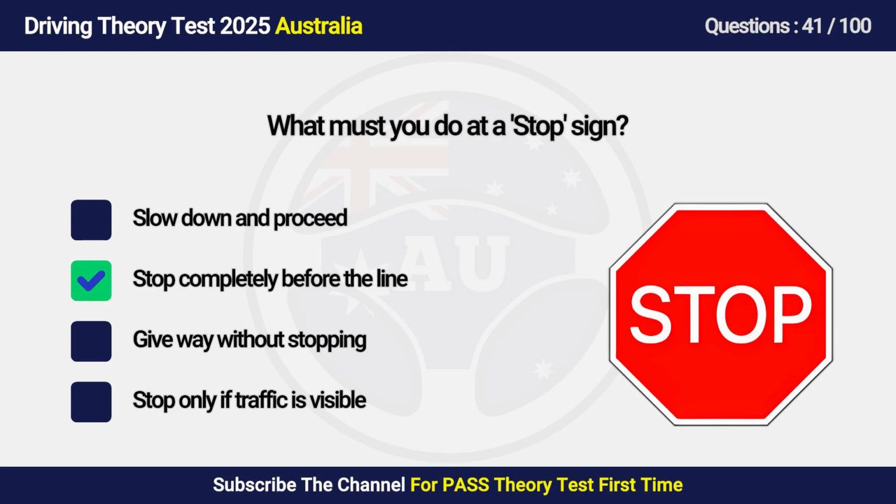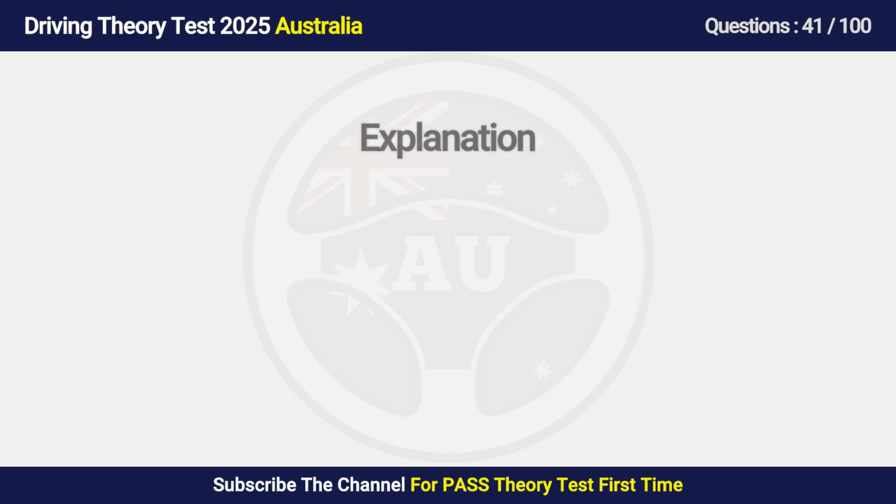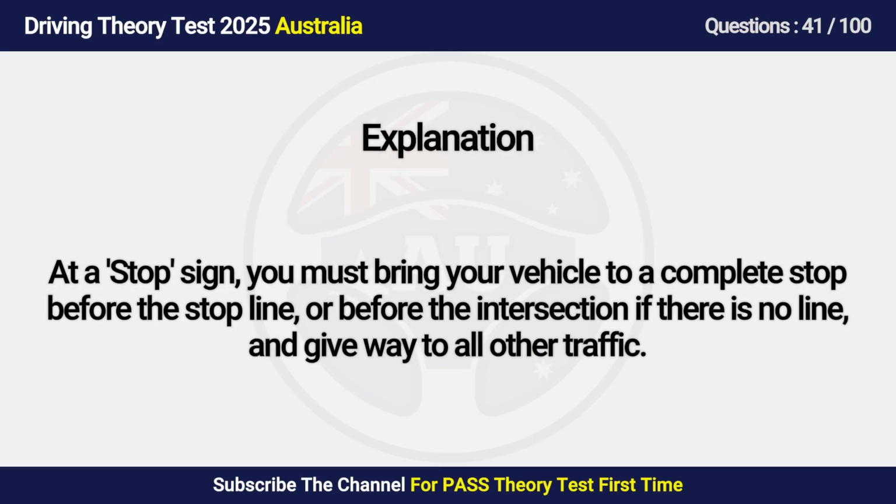Answers is B. Stop completely before the line. At a stop sign, you must bring your vehicle to a complete stop before the stop line, or before the intersection if there is no line, and give way to all other traffic.